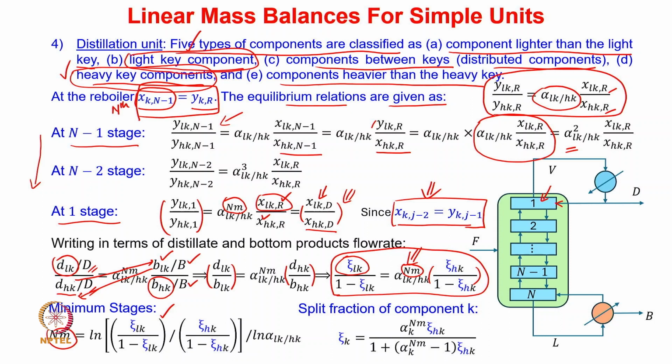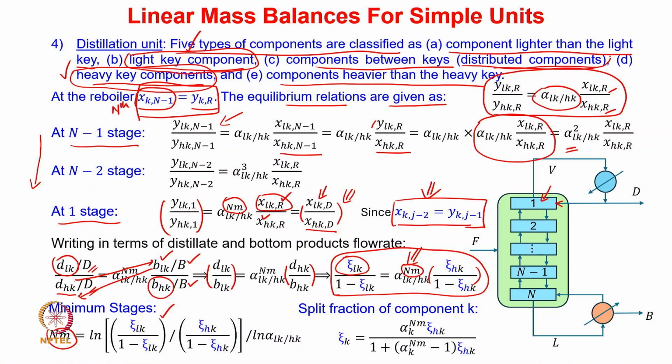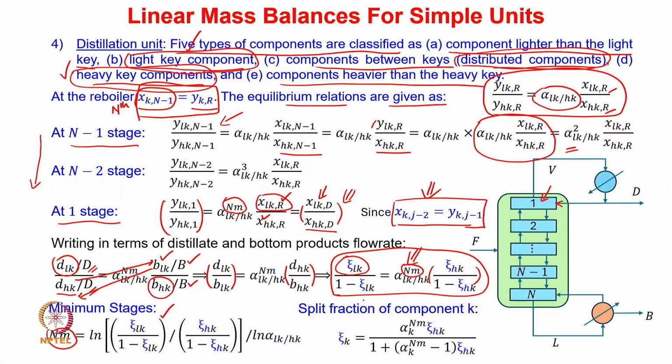Remember, in this case zeta Lk and zeta Hk are nothing but the split fractions of the light key component and heavy key component. But between the light key component and heavy key component there are distributed components. So there are different components present, and we wanted to find out the distribution, the split fraction of these distributed components. So we can rearrange this equation to calculate the split fraction of the different components that are distributed between the light key component and heavy key component.